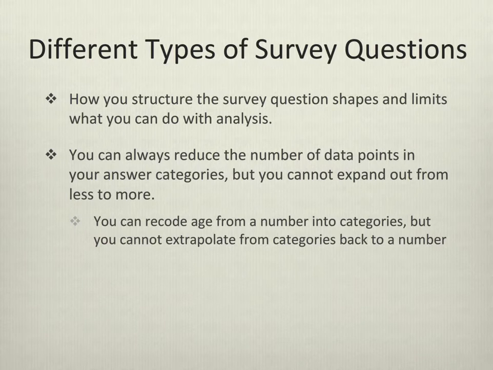How you structure your survey questions shapes and limits what you can do with the analysis. For example, you can reduce the number of data points in your answer categories, but you cannot expand out from less to more. So if you aren't sure what form you might want a variable like GPA in, you might want to ask for it as a number. You can always recode it into categories. You can't go from those categories back out to a number.